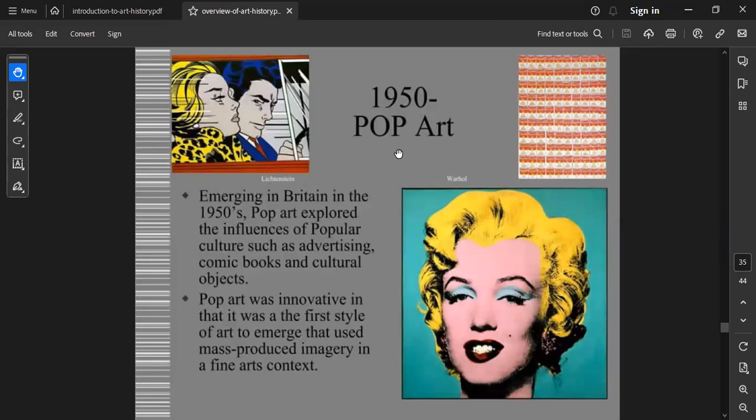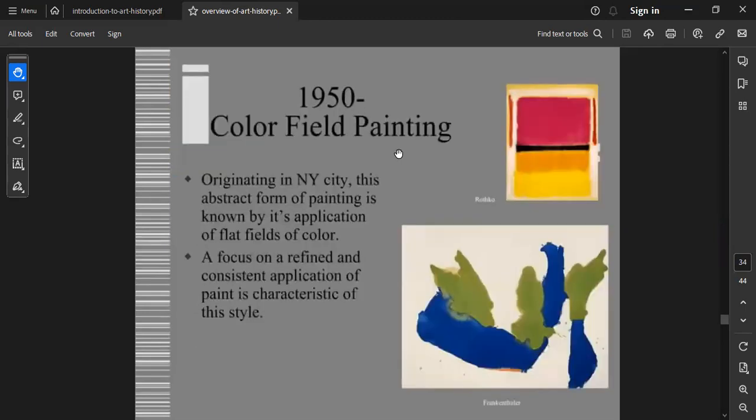And finally, we see pop art, which started in the 1950s. Yes. So what do they express by a single tone of color? What do they express? Yes, through that, it expresses emotion.